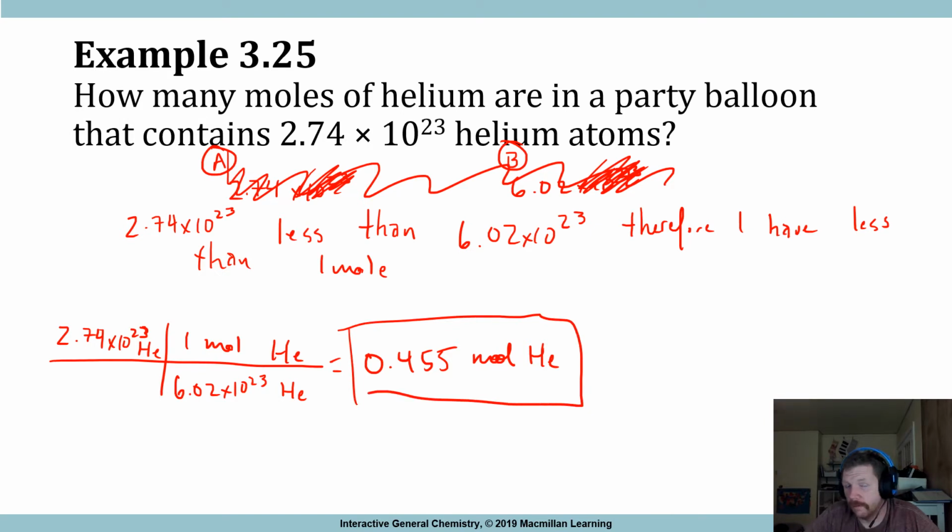Okay. So I have 0.455 moles of helium. That is less than 1 mole of helium, and I knew that was going to be less, which is great. So I kind of predicted it, not very precisely, but I gave myself more or less or equal to, and I came up with less than. And I kind of affirmed that.